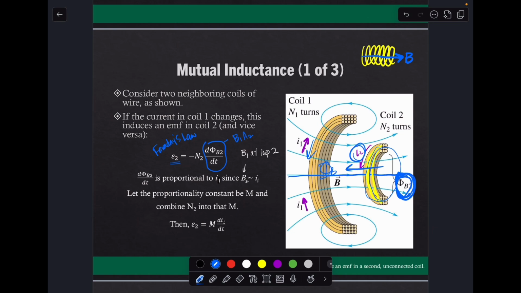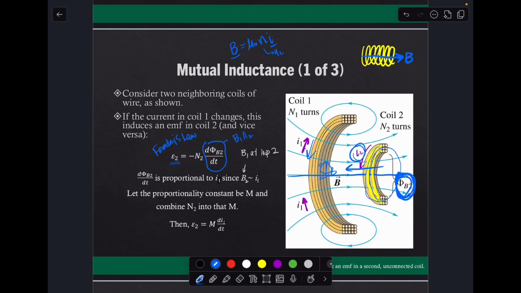What is B? Do we have an expression for what B is? We do. That was in chapter 28, B due to a solenoid, mu naught n I, where n is the number of turns per unit length. So it's basically B is proportional to I, right? So B is proportional to I.